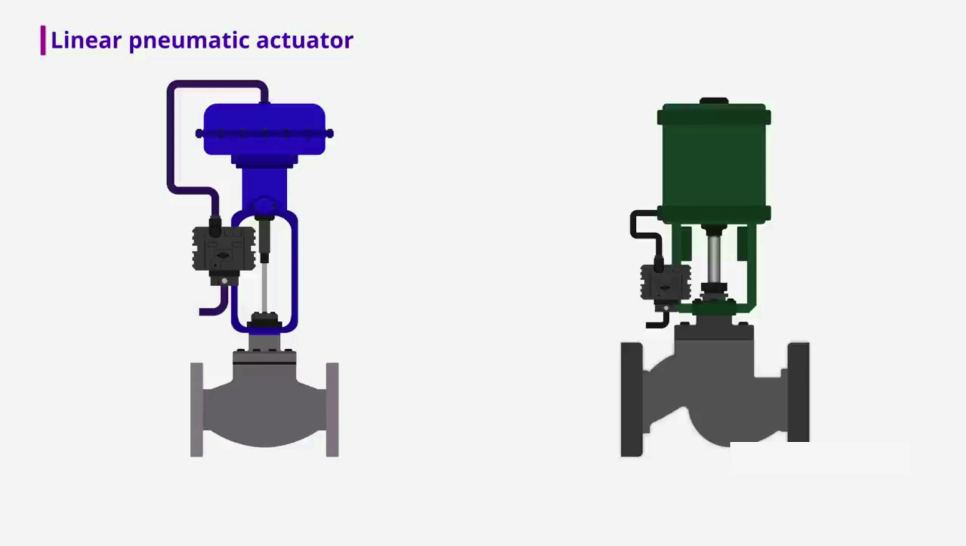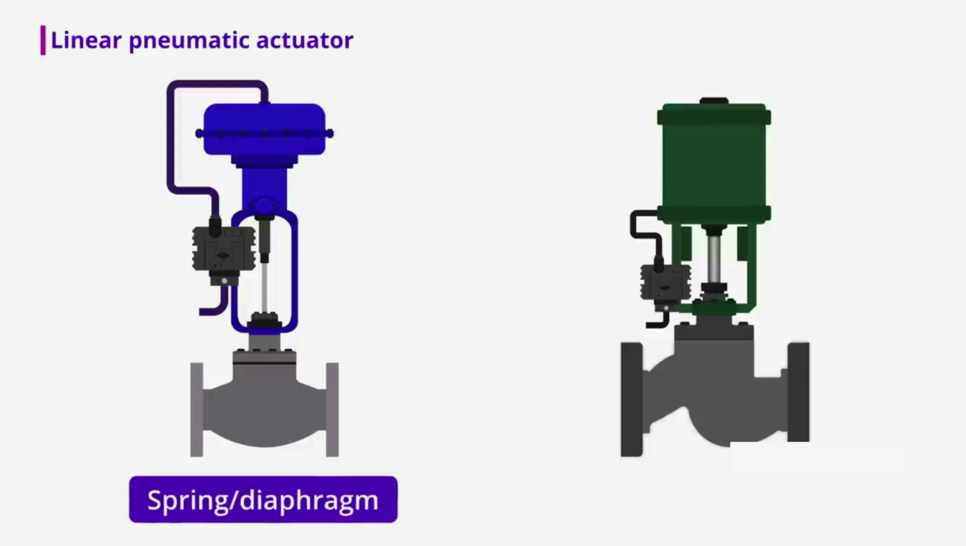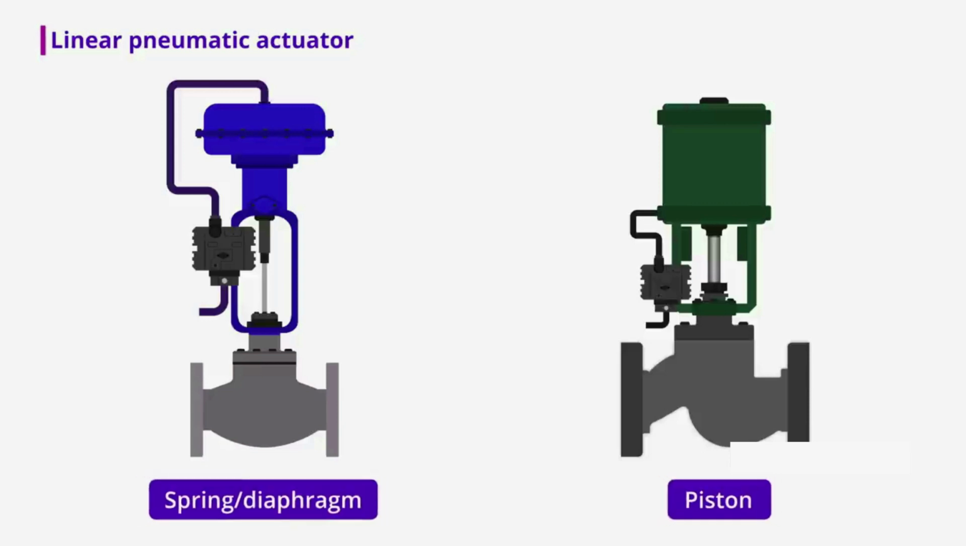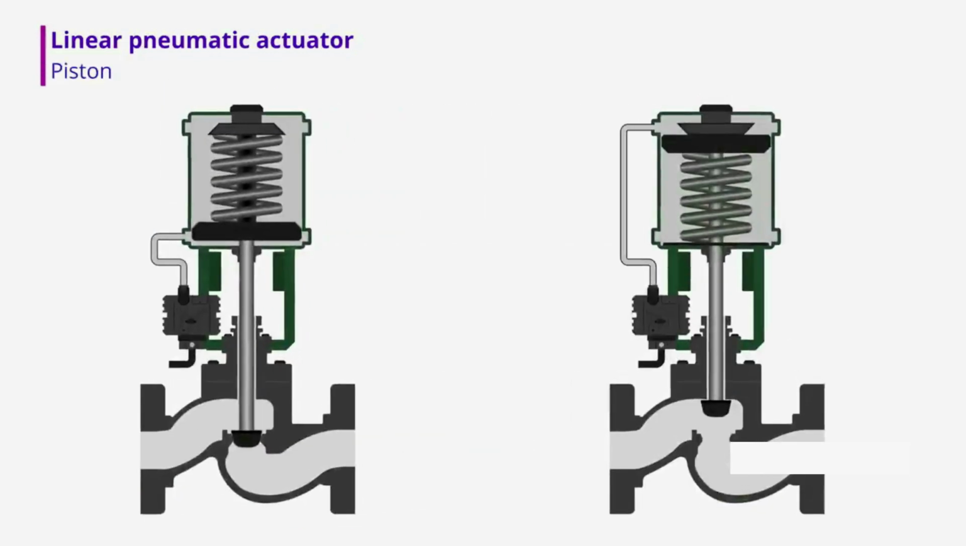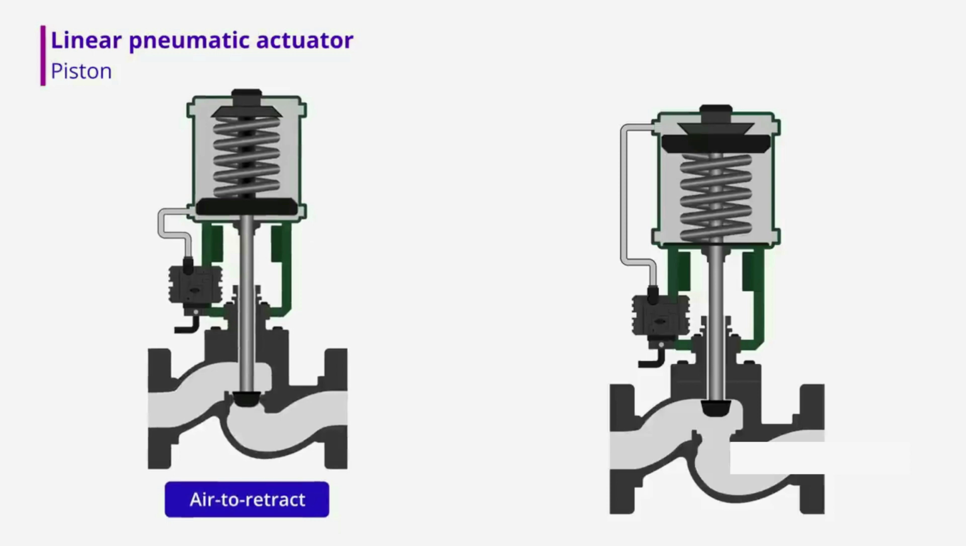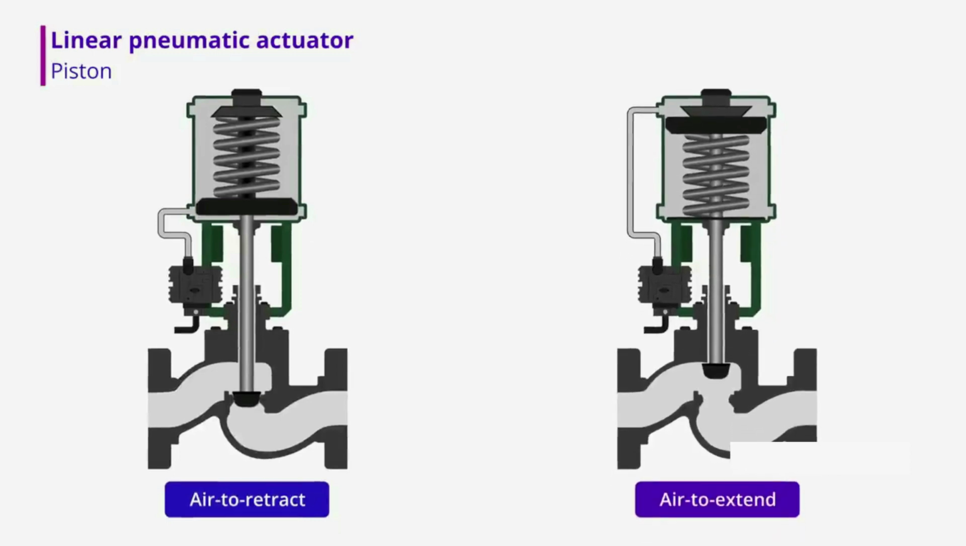In the linear pneumatic actuators category, the spring diaphragm style and the piston style are very common. The piston style pneumatic actuator utilizes a piston inside the cylinder. The movement of the piston is caused by applying pneumatic pressure, thereby moving the piston upward. Removing the pneumatic pressure causes the piston to move downward due to the pressure of the spring. This motion is referred to as air to extend, and air to retract motions can also be achieved by rearranging the spring, piston and pneumatic supply.